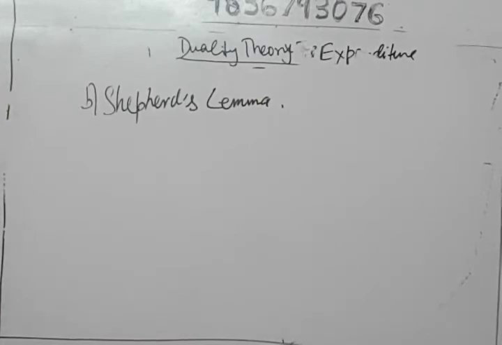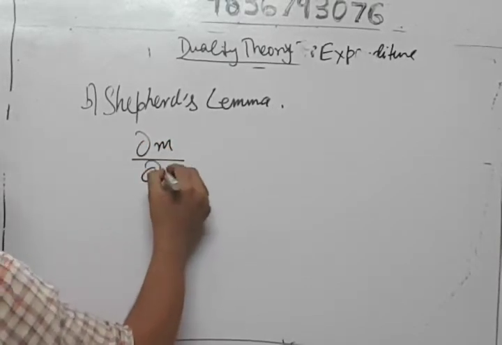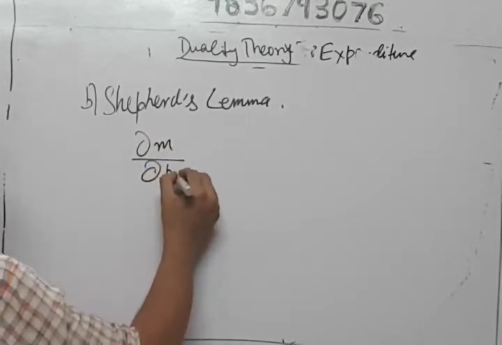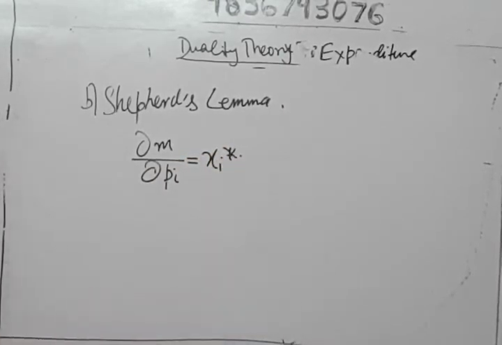Shephard's lemma says that the slope of the expenditure function at any point is equal to the compensated demand for the good i at that point. So that's how we are getting Shephard's lemma. Shephard's lemma can be written mathematically as follows: del m of del pi is nothing but xi star.